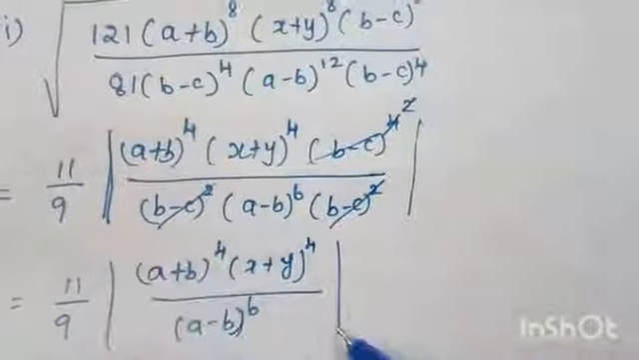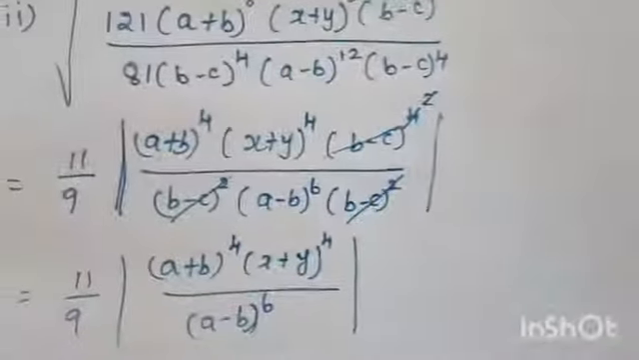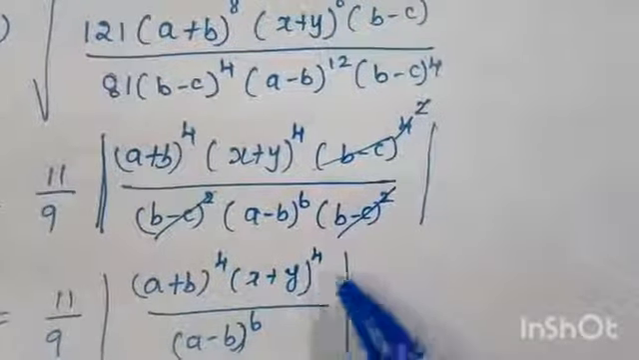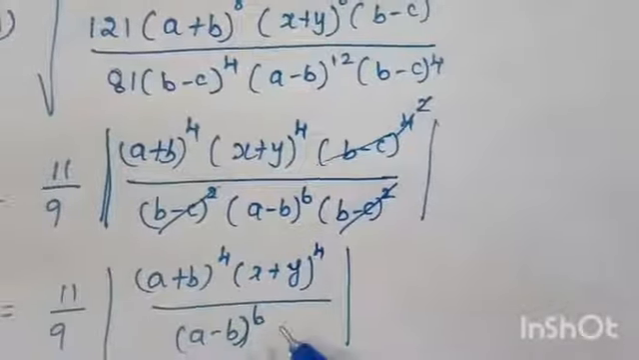That is the absolute value of 11 by 9 into a plus b whole power 4, x plus y whole power 4, whole divided by a minus b whole power 6.